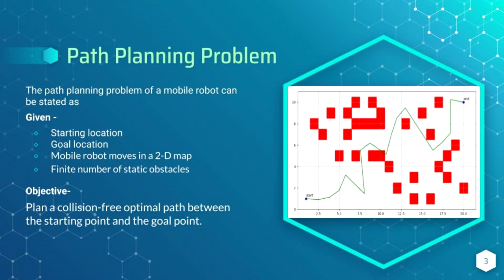So first of all, let's try and understand what path planning problems actually are. Basically, path planning problems involve finding a feasible path from the starting point to the target point. In mobile robotics, path planning is currently one of the most researched subjects. So first of all, you'll be given a starting location, a goal location, and there will be a finite number of static obstacles. Currently, the problem that we've taken will be involved in a 2D map and not a 3D map.